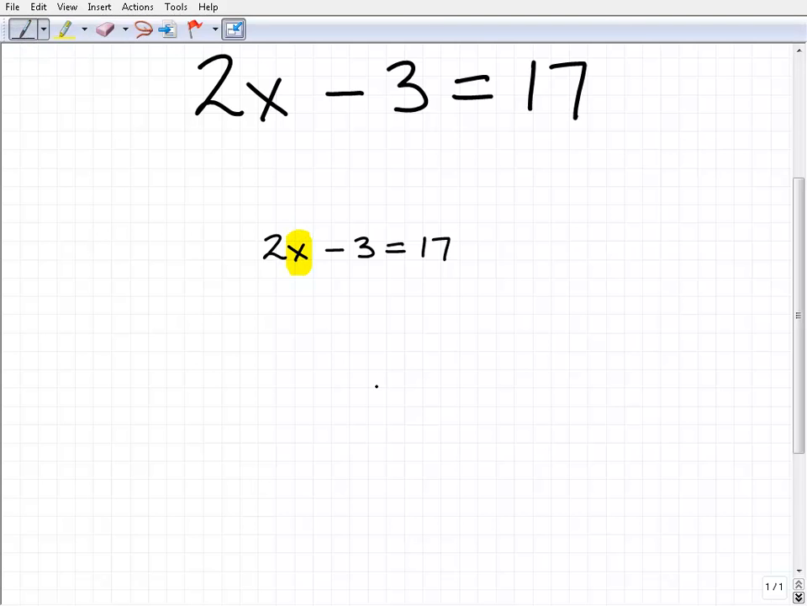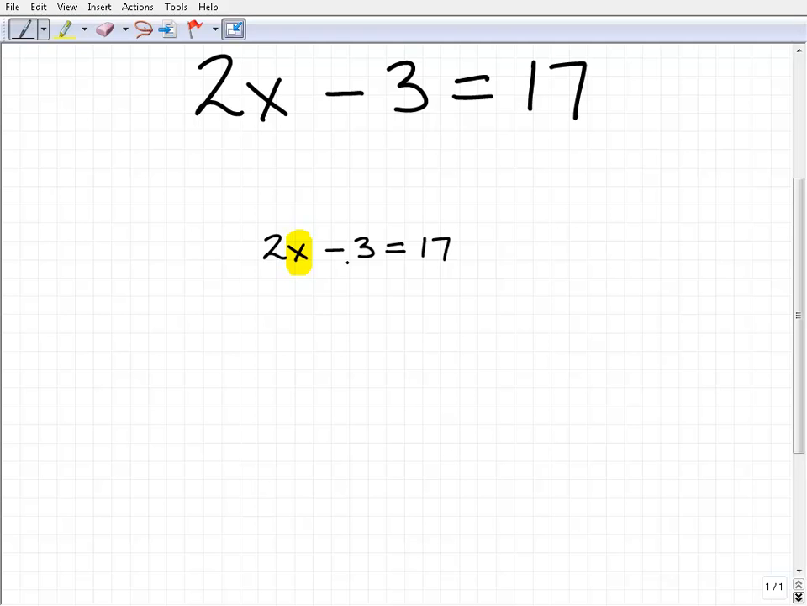So the final part of doing this problem, we're going to get x equals and then some number on the right-hand side. Okay, so that's what it means to solve an equation: you're looking for the value of x that makes the equation true. So in this particular equation, what we want to do first is get rid of this negative 3 next to that 2x.